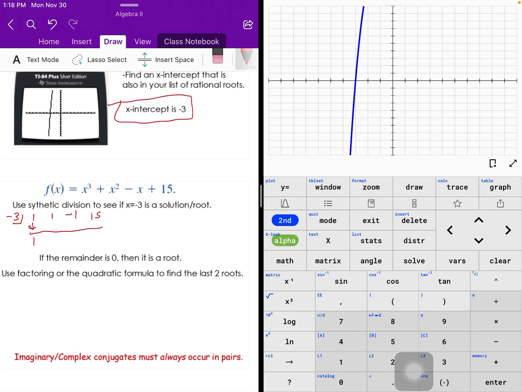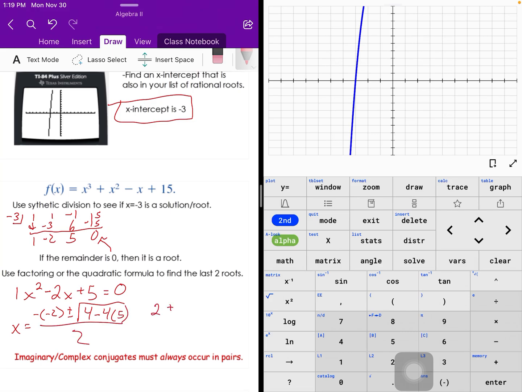Okay, I'm going to drop the first one. Multiply, add, multiply, add, multiply, add, and good. I get a remainder of 0. That's good. That means that it is a root. And my cubic is now, by synthetic division, a quadratic. And since it's a quadratic, I can set that equal to 0, and I can solve by using the quadratic formula. So x is equal to plus or minus the square root of 4 all over 2.